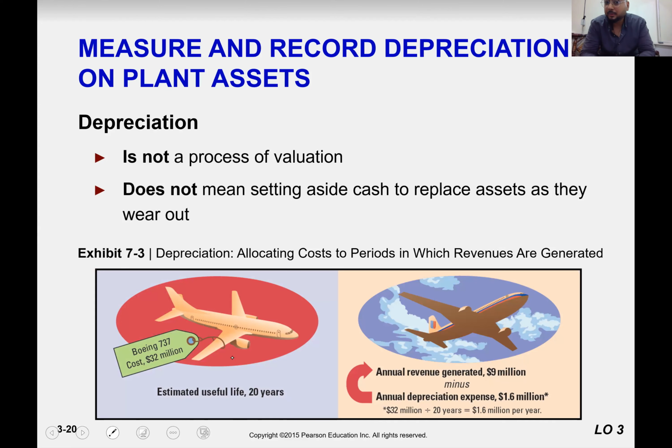So remember, depreciation is not a valuation process. It's not a reserve as well. It does not mean that it is setting aside cash to replace assets as they wear out. It is just an allocation of cost method. Okay? Let's just talk about the example here.